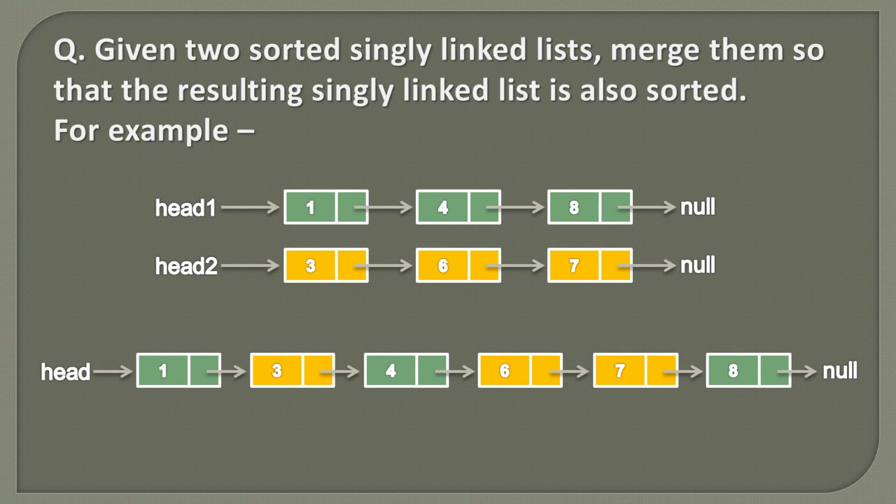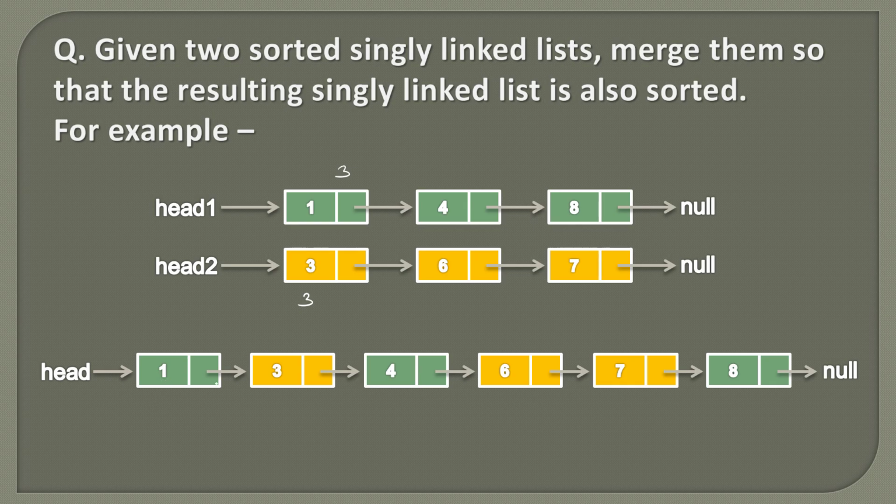So here you can see that when we merge these two singly linked lists, the resulting singly linked list has 6 nodes, 3 from list 1 and 3 from list 2. So total nodes are 6. And here if you see that we have merged it in such a way that the resulting singly linked list is also sorted, and that too in ascending order.